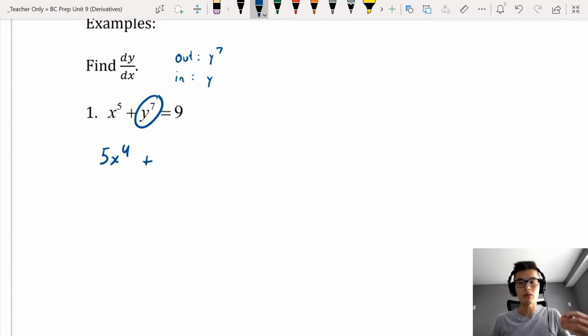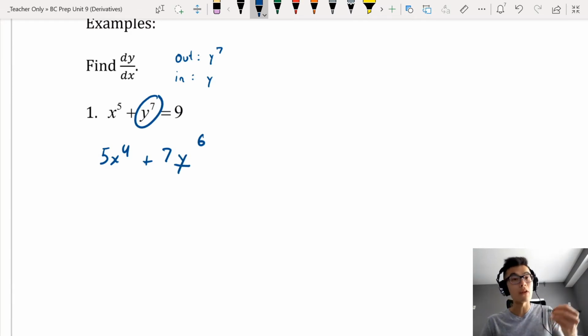So if you remember, chain rule is derivative of the outside. Derivative of the outside is 7 times something to the 6th power, but you put whatever's inside the inside function, so it's y, and then you multiply it by the derivative of the inside function. Wait, what is the derivative of the inside function? What is the derivative of y? Oh, dy over dx, or y prime, or f prime of x. In this case, we're going to use dy dx.